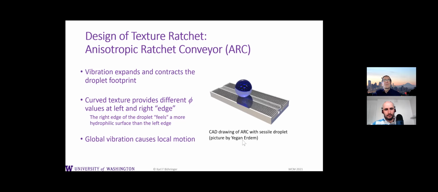So you can see in this picture there's an asymmetric surface pattern and an even more spiky surface on the left and the right to that track. And this asymmetry essentially creates an asymmetric force also on the footprint of the drop.